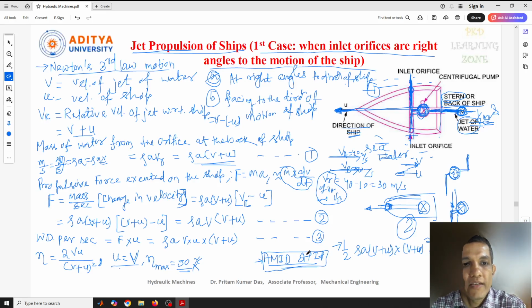So I hope you understand this theory of jet propulsion of ships. This is the first condition, as I told you. Another condition we will discuss in our next lecture. The second condition is where the orifice faces in the direction of the ship, so both are in the same direction.